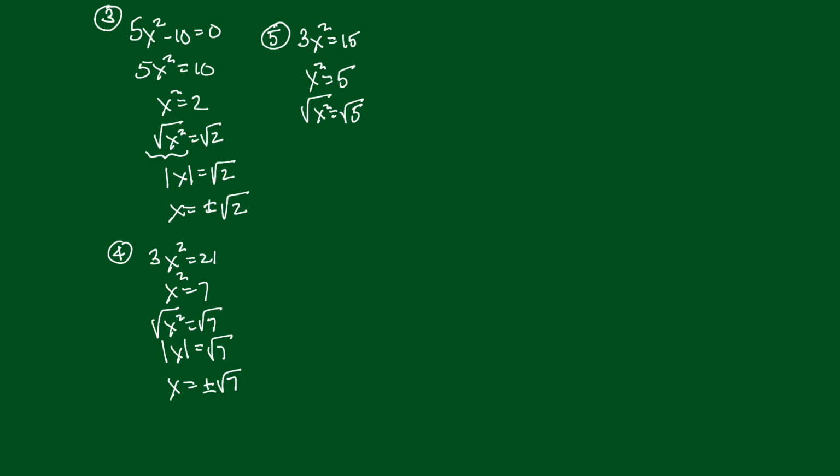The square root of x squared is the absolute value of x. The square root of 5 we can't simplify. But now, what numbers could you put in for x to get the square root of 5? So x could be the square root of 5 or negative square root of 5.